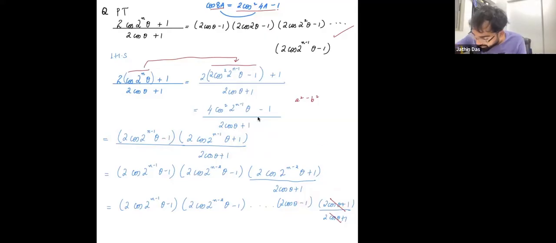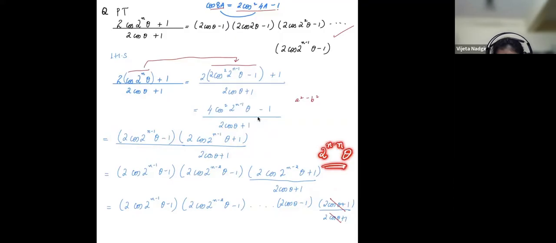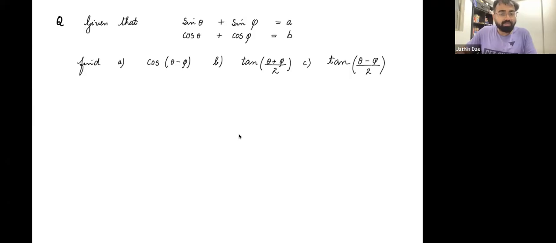Basically that theta is basically like this 2 raised to n minus n theta. That becomes basically theta only. Done. Try the next one. It's previous, very easy, not that OC, but okay. There's a JEE question.